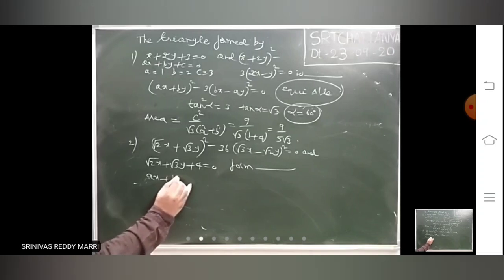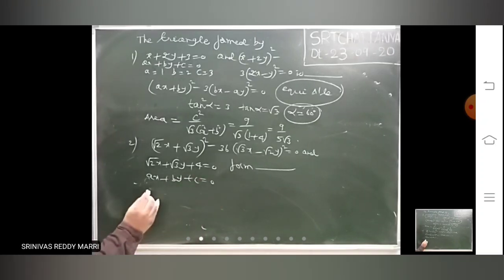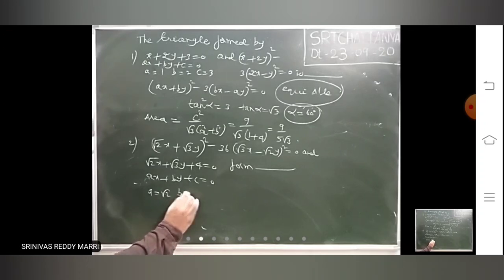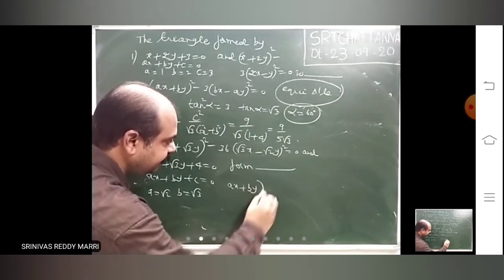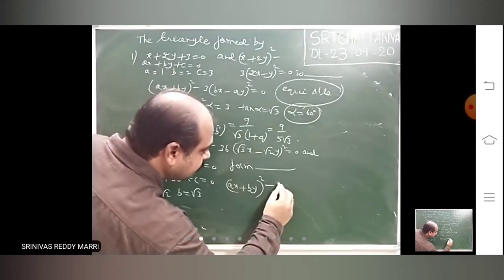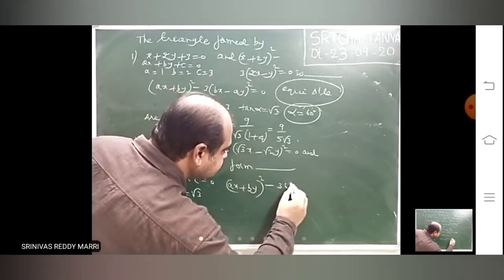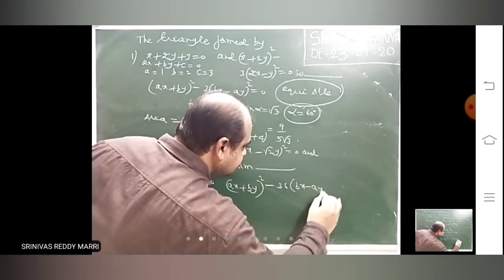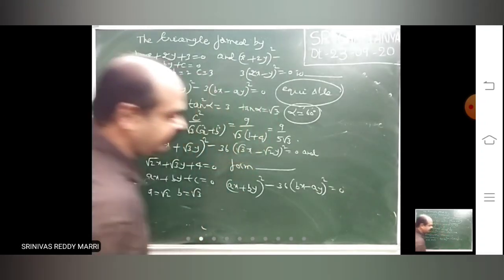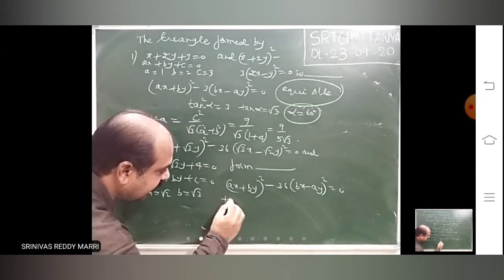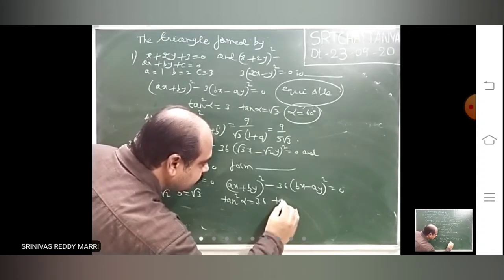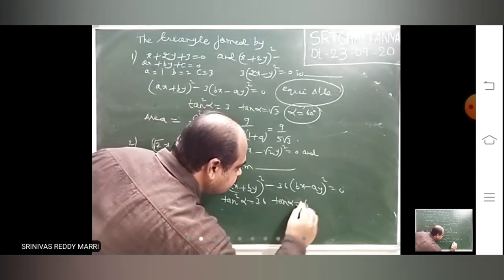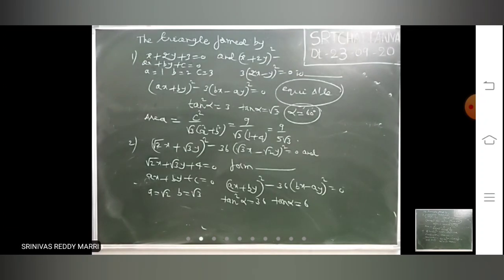So this is ax plus by. Given one is this. So a equal to root 2, b equal to root 3. So this given equation is what? (ax + by) whole square minus this 36 into this is (bx minus ay) whole square. Right? So this is tan square alpha now, is 36. So tan alpha is nothing but 6.